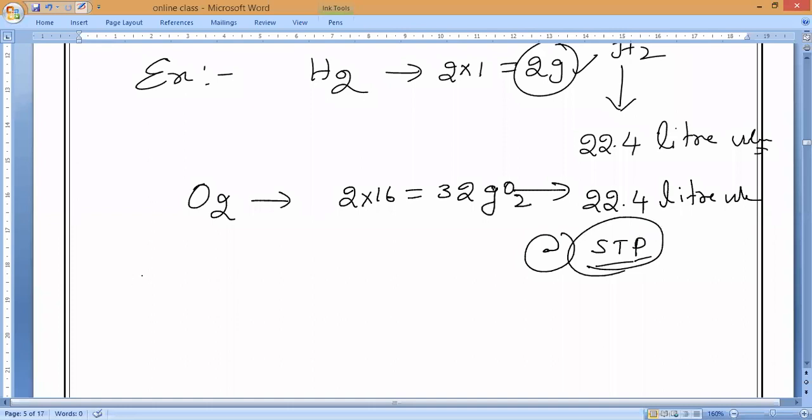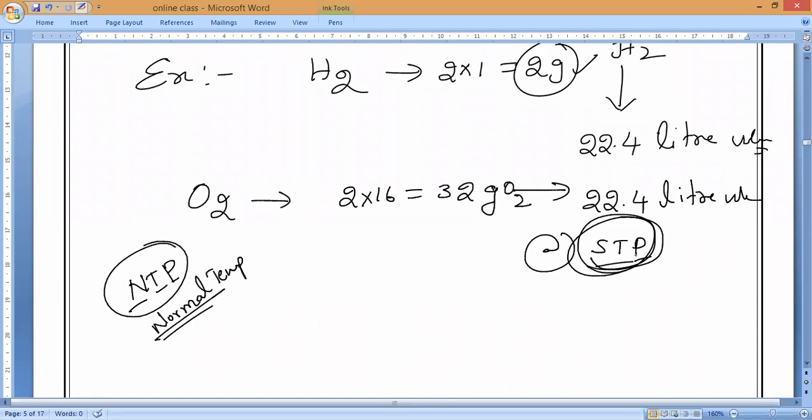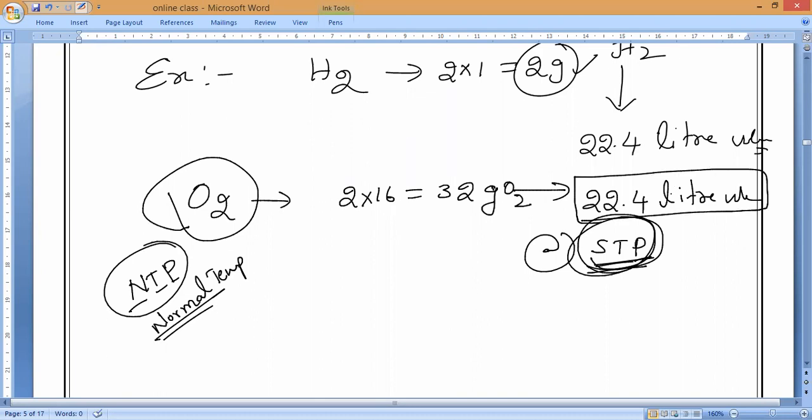In future, you will get NTP also. What do you mean by NTP? Normal temperature and pressure. Not natural, normal temperature and pressure. Okay, guys? So both are not the same. This is standard, this is normal. So we can use standard only, STP. At STP, any gas will occupy only 22.4 liter volume. That is what we can say.